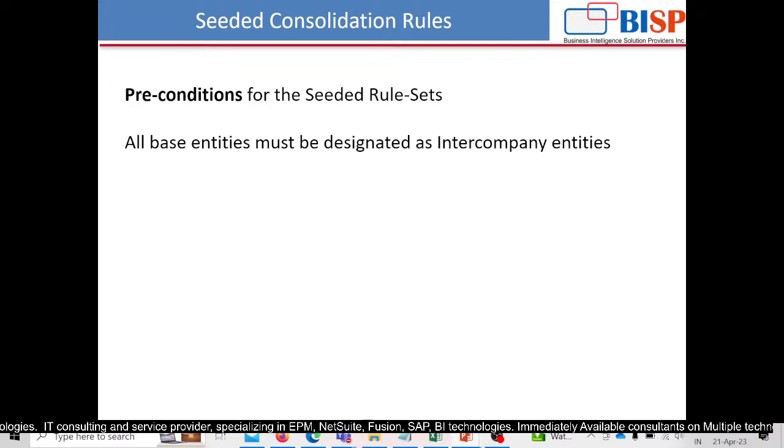There is a prerequisite for all these rule sets to function, and that is all base entities must be designated as intercompany entities. These rule sets use the intercompany dimension to track the legal entity to which elimination entries are related. The data entered for investment in subsidiaries in the holding company must include an intercompany dimension entry that identifies the owned entity.